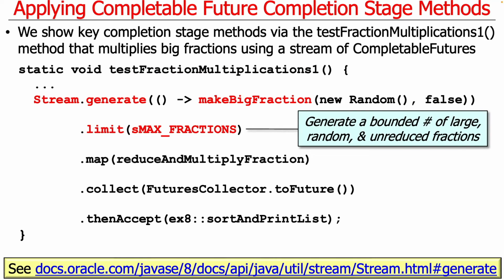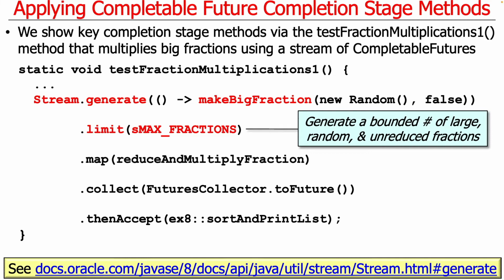So here's what the particular program does. It calls this factory method called make big fraction, and we'll look at that in a second. And make big fraction is going to generate, every time it's called, a large, random, unreduced fraction, or big fraction. And we're going to use the generate method. This is the stream generate factory method. And generate will call whatever you pass it as a lambda expression, and it'll just call it forever.